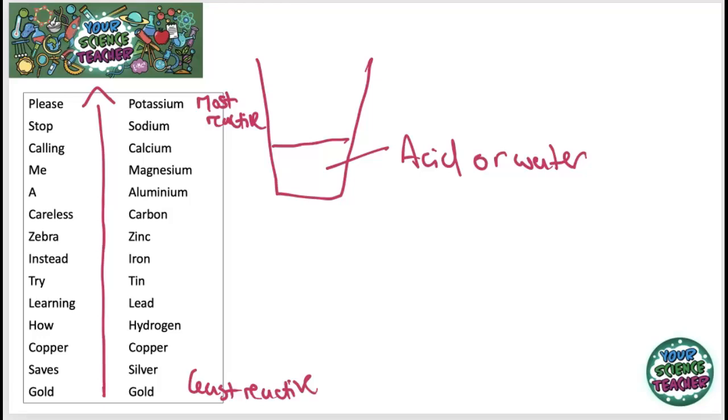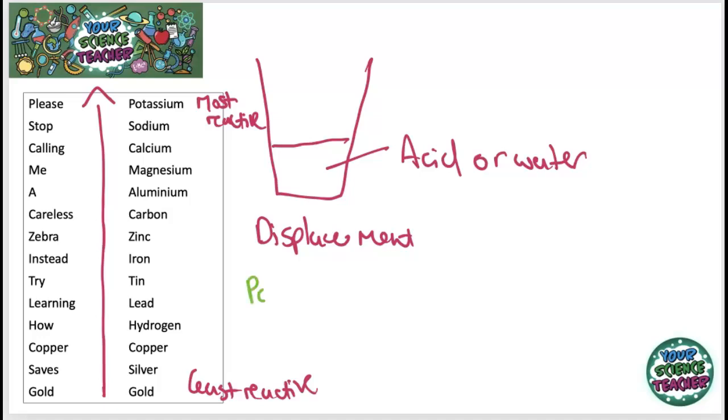And you can also test the reactivity using displacement reactions. We looked at displacement reactions with halogens, and the same kind of thing occurs with these metals. You can use a more reactive metal to displace a less reactive metal from a compound. And I'll show you an example of that.